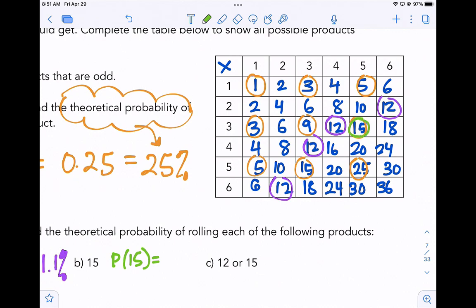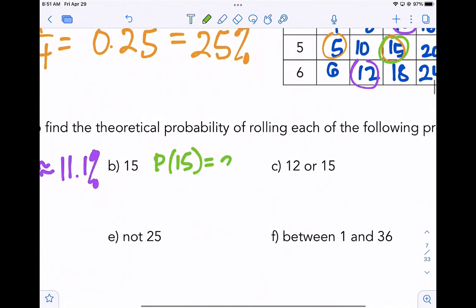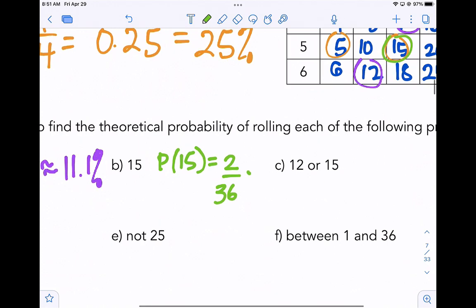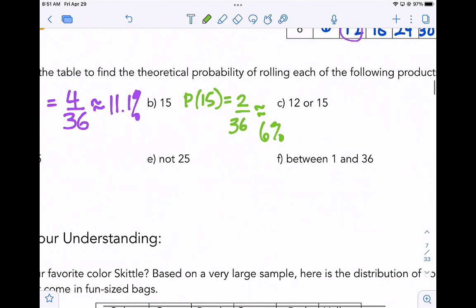All right, so here's a 15, and here's a 15. So, ooh, even smaller, 2 out of 36. Again, I like the decimal or the percent, so I'll divide it out and change it. So it's about 6%. And so on.